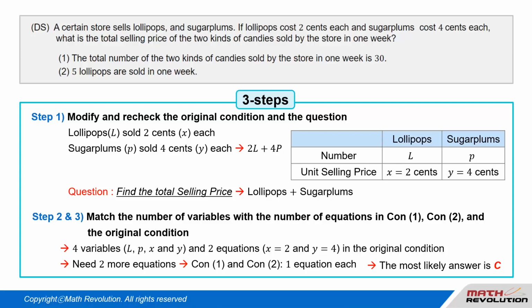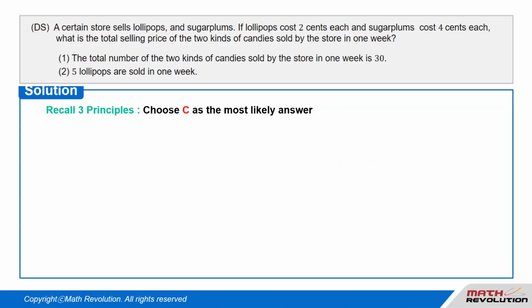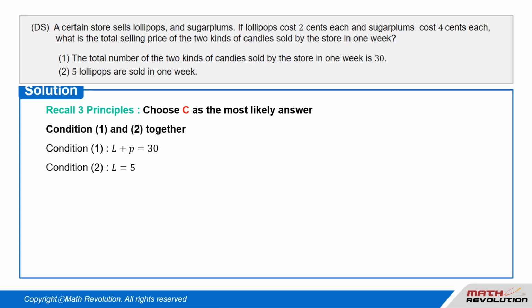Why should you use the conventional approach? It is a waste of time, and there is a good possibility you will arrive at the wrong answer. Just use the variable approach and make your life easier. Recall the 3 principles and choose C as the most likely answer. Let's take a look at both conditions together.